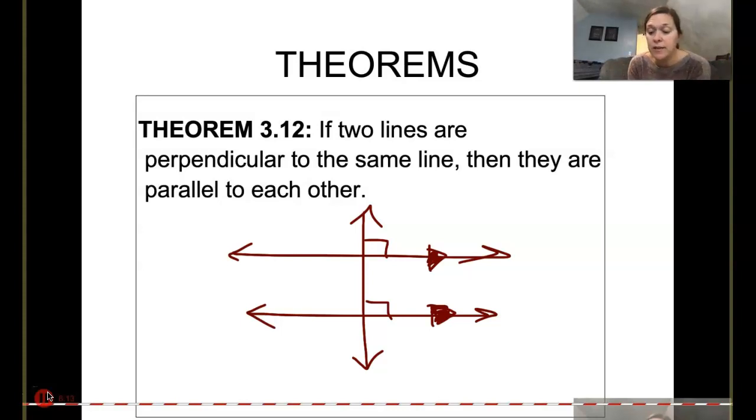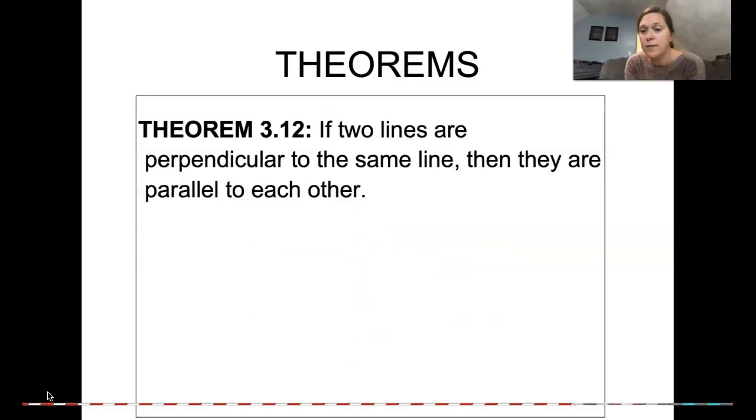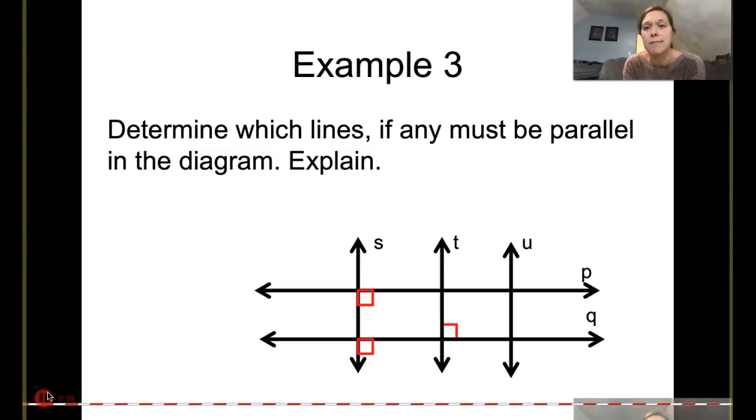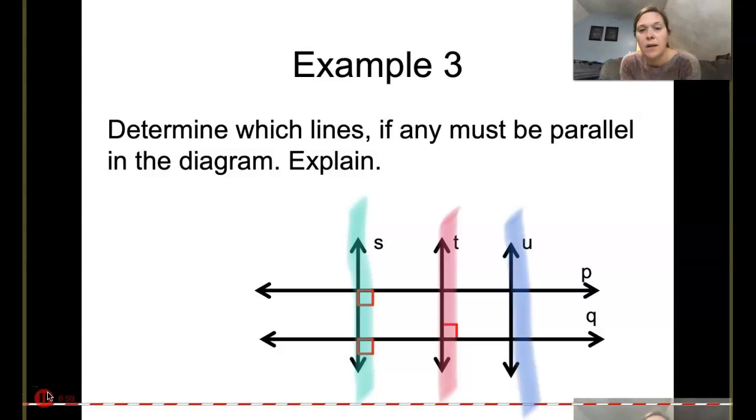Okay, so those are the only theorems that I want you to cover for section 3.6. So if you have extra boxes, just ignore them. And then let's go ahead and do example 3, which says determine which lines, if any, must be parallel in the diagram. Explain. Okay, so remember, in order for lines to be parallel, they need to be perpendicular to the same transversal. So here's a transversal that I have highlighted in green. Here's a transversal I have highlighted in red. Here's a transversal that I have highlighted in blue.